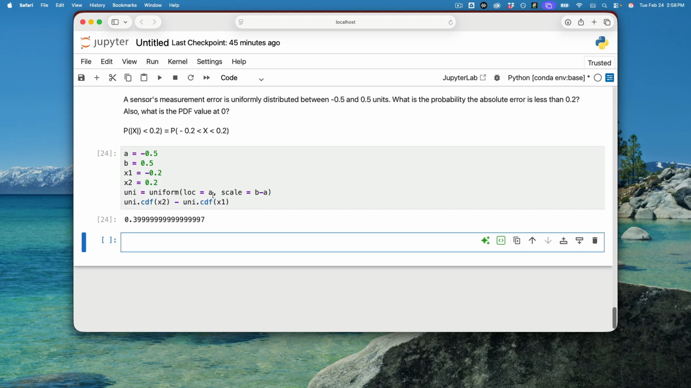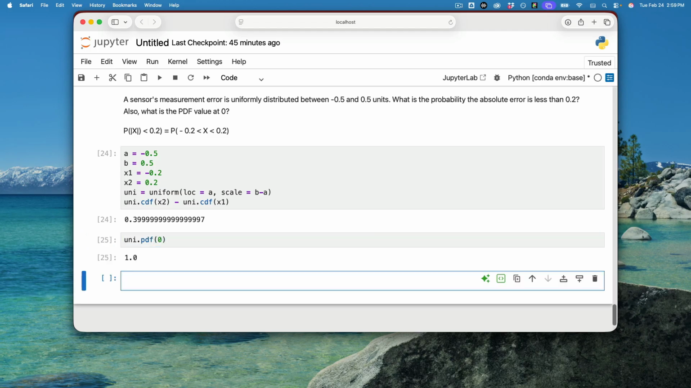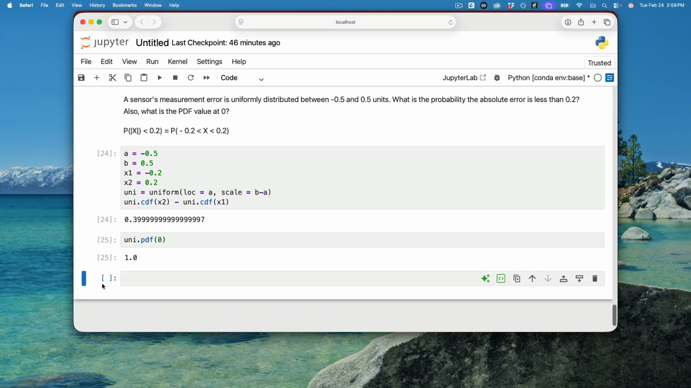Let me see, location and scale. Yep, it's the same value as the problem before. How lucky. But then they ask, what is the PDF value at 0? You do uni.pdf at 0, and that gives you exactly 1. So problems repeat in this case. We'll do one more with uniform, and then we do normal. Now the normal, we can do the generic script that we used last time.